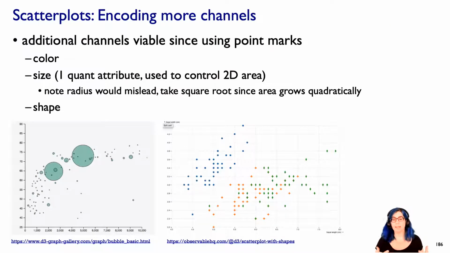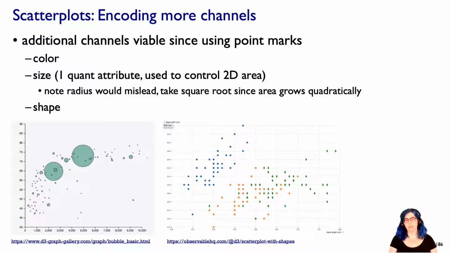Now, we can use this base idea to still encode more channels. For example, as we've already talked about, we could encode more because we've got the point marks, because these are unconstrained. We could color code the point marks, we could size code them, we could shape code them. They don't have to be round, right? These points could be any shape we want.